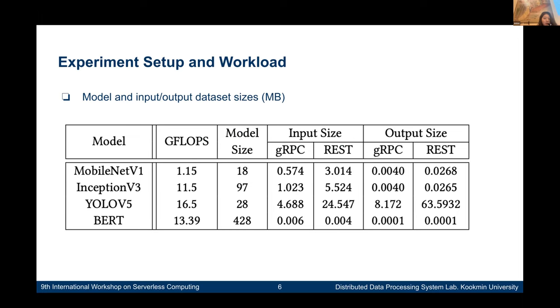Four models were used, including one for image identification, those required for object detection, and for natural language processing. This table shows the model size and inference as well as the input and output size of the payload. YOLO V5 gives particularly large insight compared to the other one.